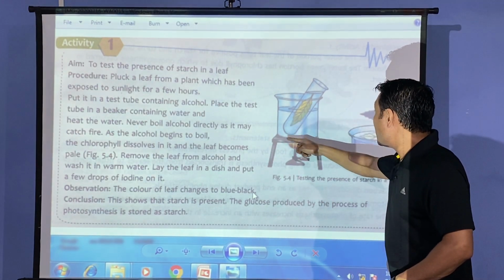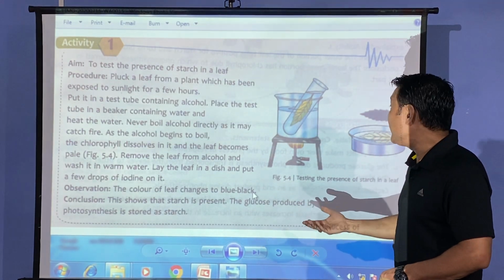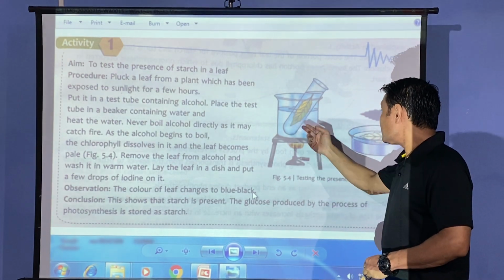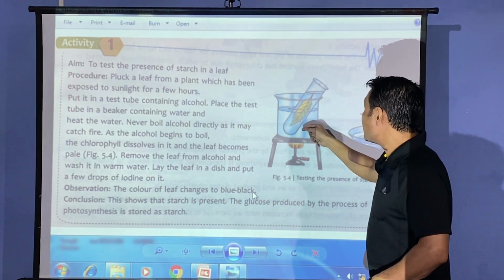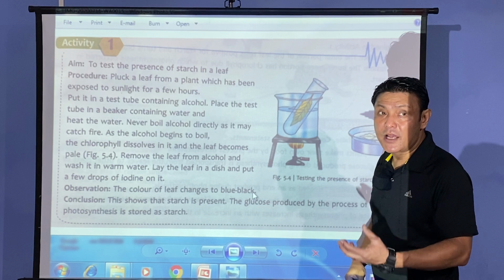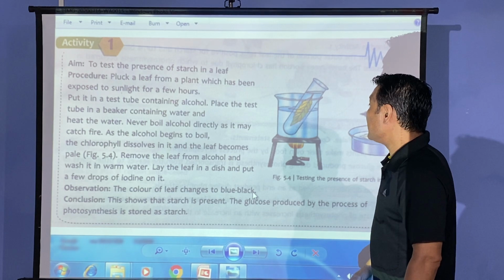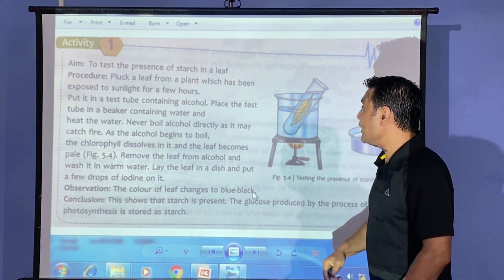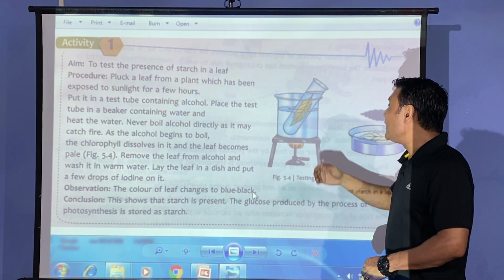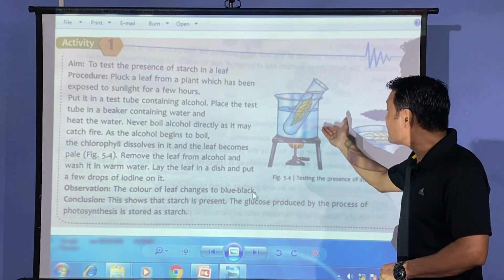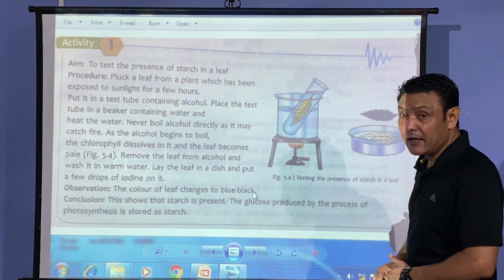Now we do not heat the test tube, the alcohol, directly over the flame. So how do we heat the alcohol and the leaf inside the test tube? We put the test tube in a water bath, that means a beaker which contains hot water. Now the water will start boiling, and naturally the alcohol inside will also boil. As the alcohol begins to boil, the chlorophyll disappears. That means the chlorophyll will dissolve in the alcohol and the leaf becomes colorless. Okay? The leaf becomes colorless.